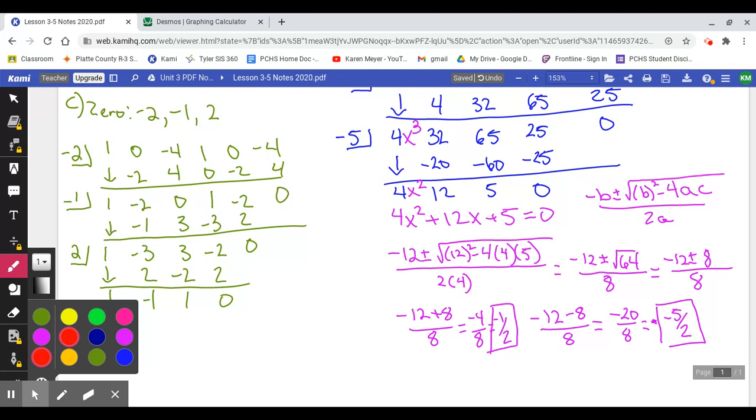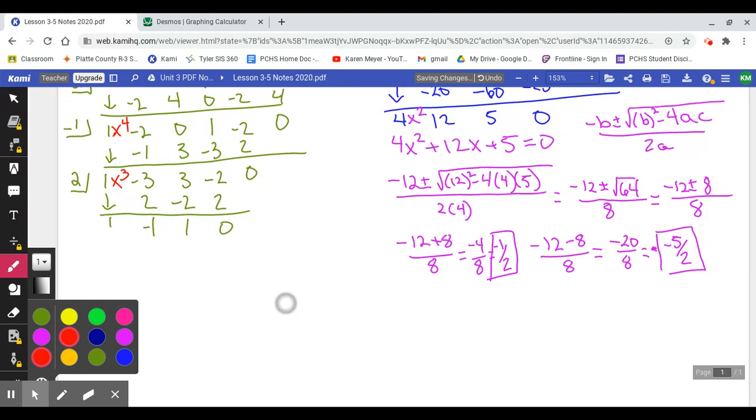So remember, in the original problem, we started with x to the 5th. First time I did synthetic division, it drops to x to the 4th. Next time drops to x to the 3rd. And the last time drops it to x squared. So I'm looking at x squared minus x plus 1 equals 0 to solve. So quadratic formula again.